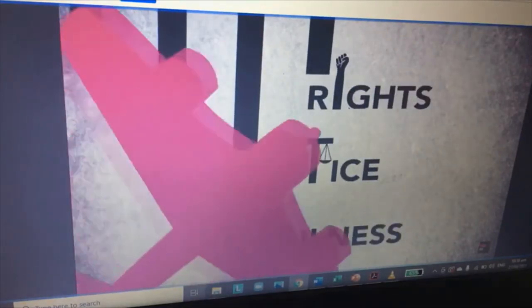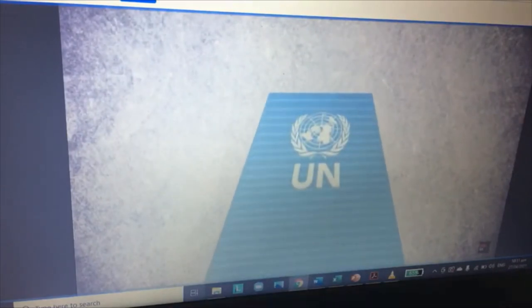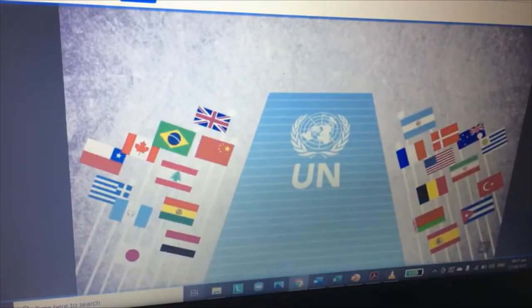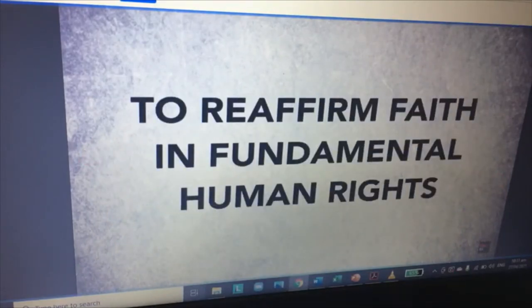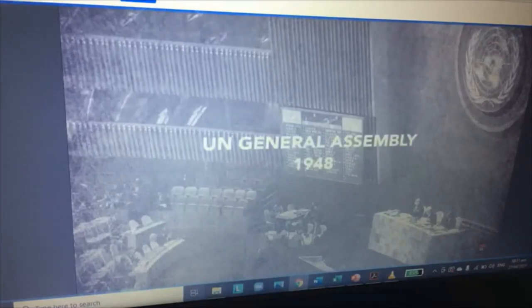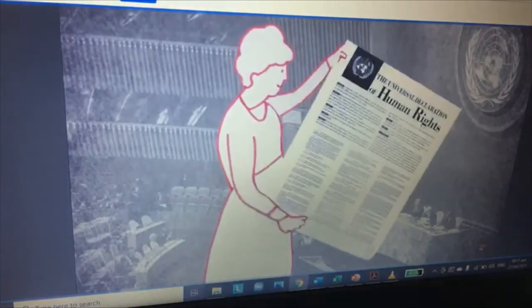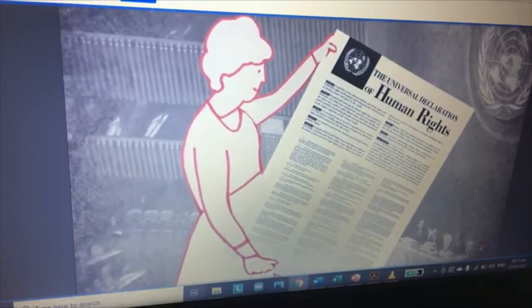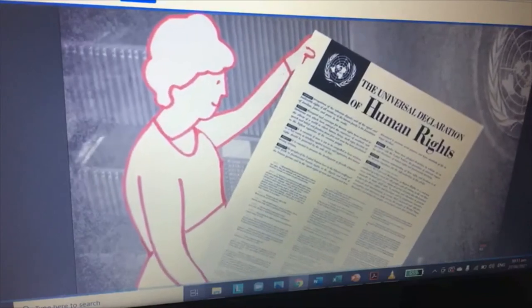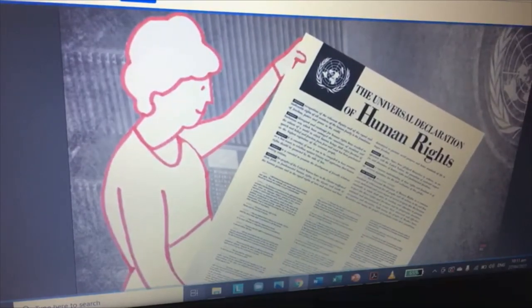But one of the most modern affirmations of universal human rights emerged from the ruins of World War II with the creation of the United Nations. The treaty that established the UN gives as one of its purposes to reaffirm faith in fundamental human rights. And with the same spirit, in 1948, the UN General Assembly adopted the Universal Declaration of Human Rights. This document, written by an international committee chaired by Eleanor Roosevelt, lays the basis for modern international human rights law.